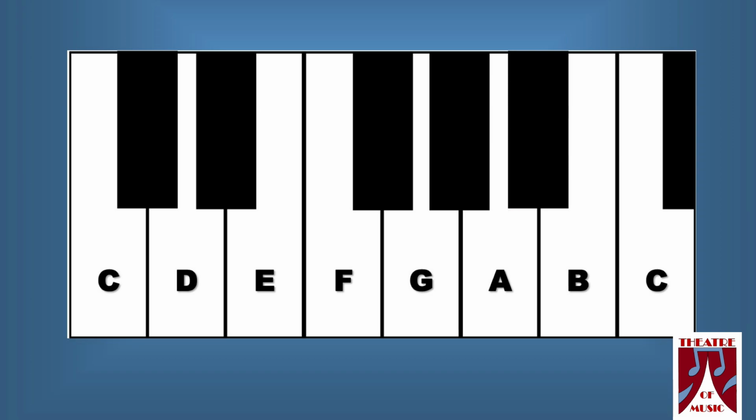Now you have a try. Mini Mozart will begin on the note G and travel up a tone. Which note will he land on? He will land on the note A. Now Mini Mozart will stand on the note F, and he's going to step down a semitone. Which note will he land on? He will land on the note E.